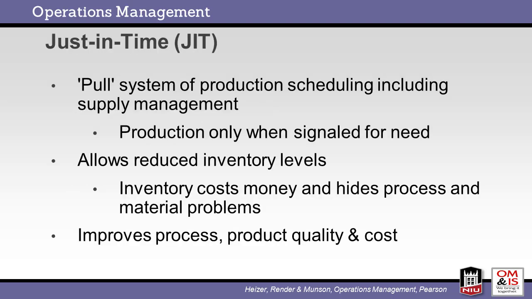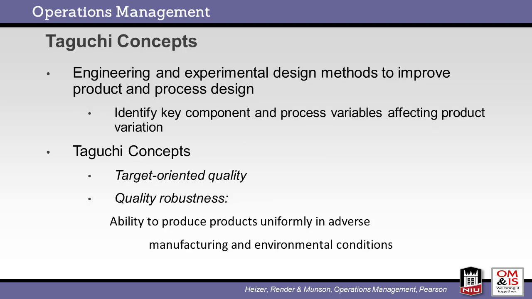Surprisingly, just-in-time systems are included in Six Sigma methods. The goal is to establish a pull system where items are produced by need rather than forecast. The result is reduced inventory levels. Processes, products, and operational costs all improve. Taguchi principles are applied to product and process design with the goal of uniformity despite variability in the materials and processes.